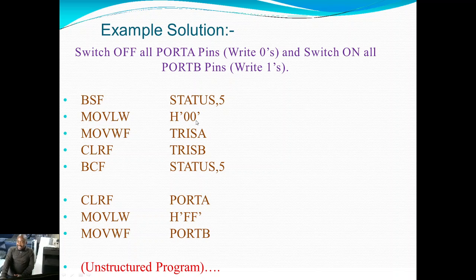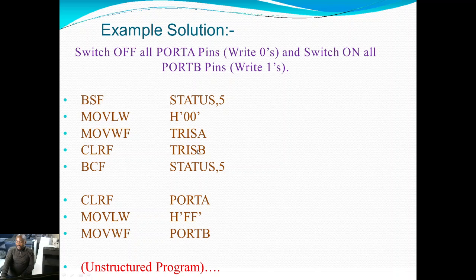Now the easiest and simplest way of clearing a register, instead of moving a 0 into that register, is by using the clear instruction. CLRF TRIS B. I could have said CLRF TRIS A, but I wanted to show you two ways you can do that. It's either you move 0 into W and then you move W to that register, or you can directly clear that register, and in this case you say CLRF TRIS B, making all TRIS B bits zeros and then making all port B pins outputs.